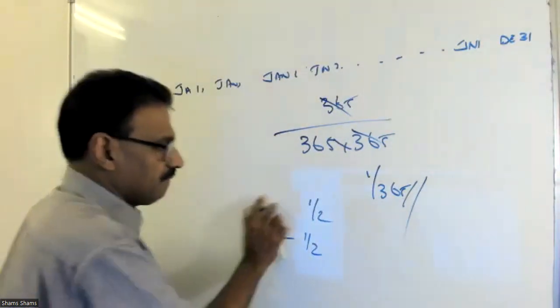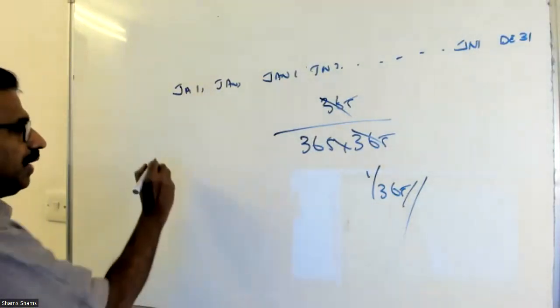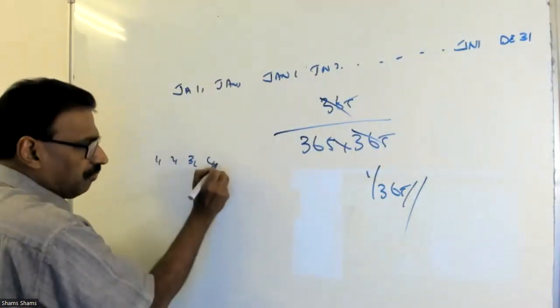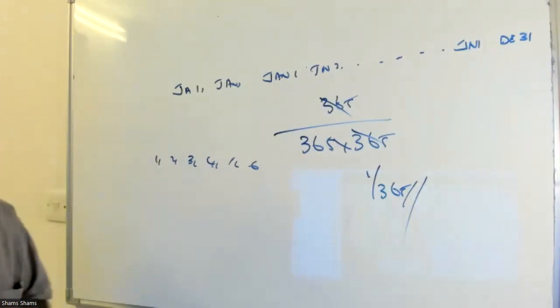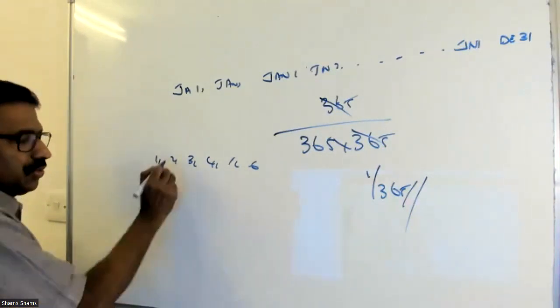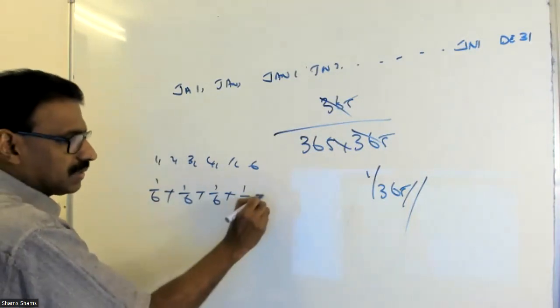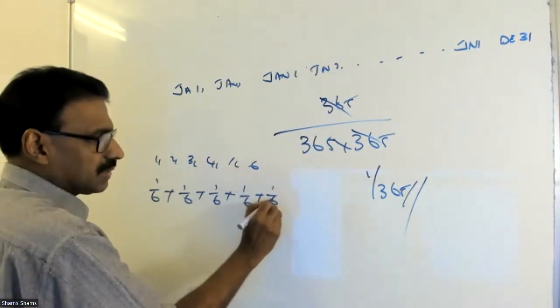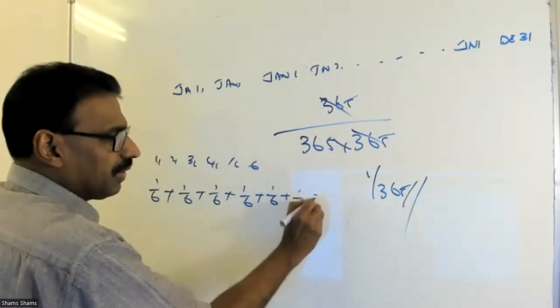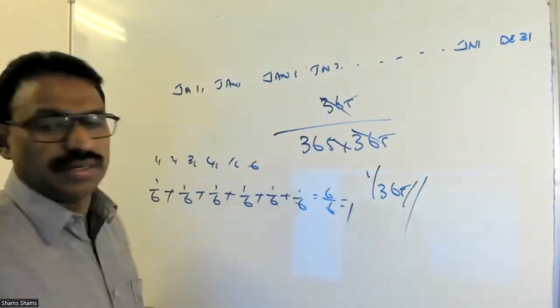For example, look: 1, 2, 3, 4, 5, 6. Getting 1 is 1 by 6. Getting 2, 1 by 6. Getting 3, 1 by 6. Getting 4, 1 by 6. Getting 5, 1 by 6. Getting 6, 1 by 6. When we add, what do you get? 6 by 6 equal to 1.